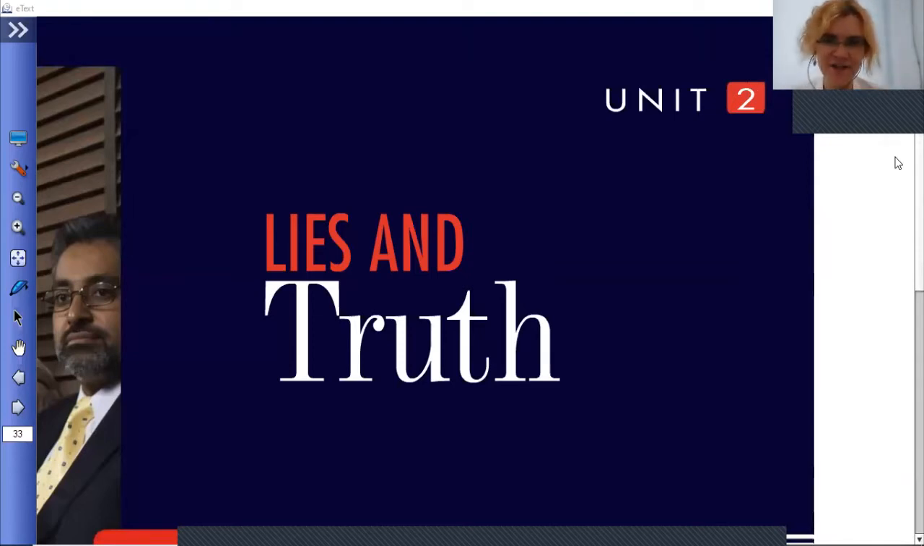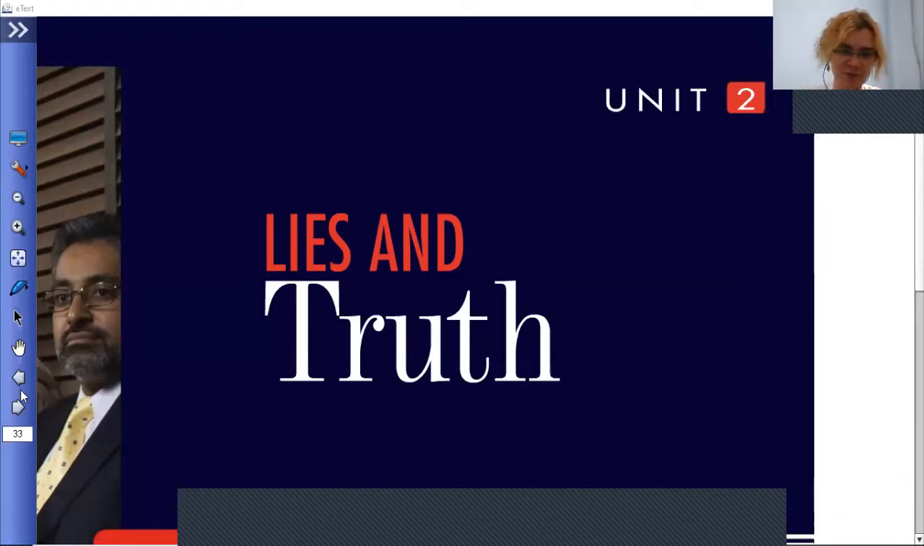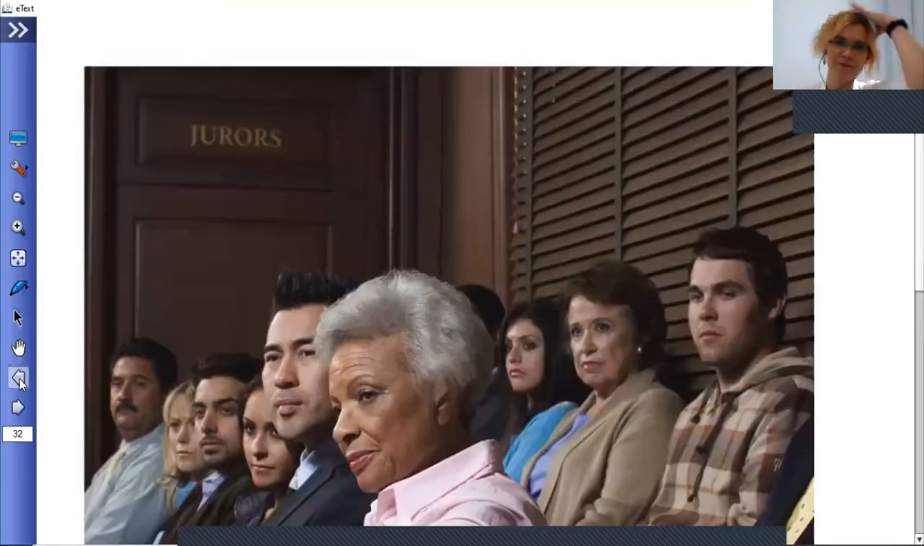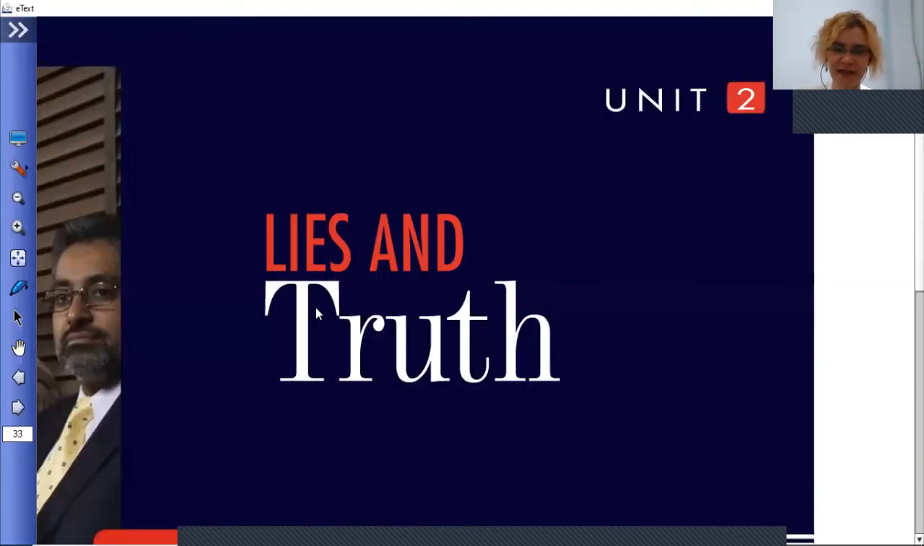As you can see, we are at Unit 2, Lies and Truth, and we are going to talk about Reading 1. Here you remember the picture of the jury, the suspicious faces, judgmental faces. Is this guy telling the truth or not? So Reading 1, that's what we're going to review.